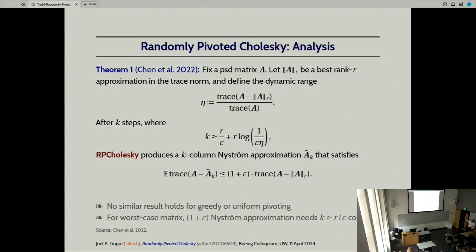Okay, so we define the dynamic range of the approximation to be the error in the rank R approximation divided by the trace. So this is how far we have to push the error down to get from the initial trace to the optimal value. So how much do we have to reduce the error? And the claim is that if we take R over epsilon steps plus some log factor, we will obtain an approximation that is competitive with the best rank R approximation.